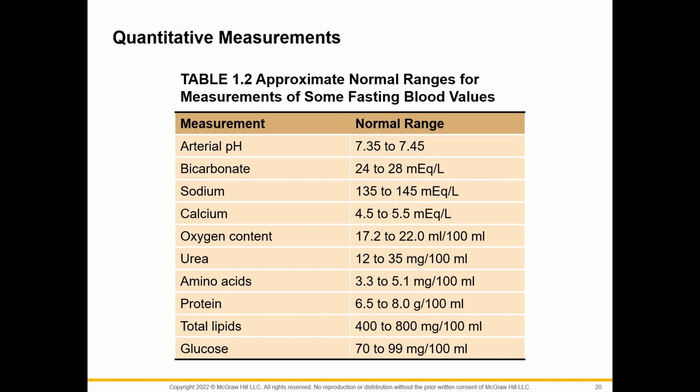Table 1.2 includes approximate normal ranges for measurements of some fasting blood values. In this table, you see it's in your book, so you can refer to that. It's blue in your book and peach colored here. But we've got arterial pH, our bicarbonate ions, sodium ions, calcium, oxygen content, urea, amino acid composition, proteins, total lipids, and glucose.